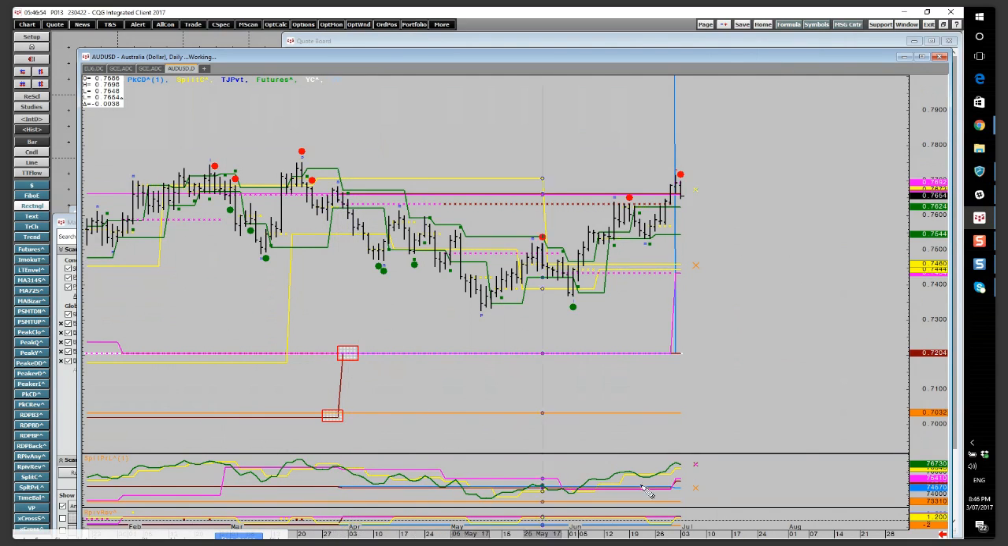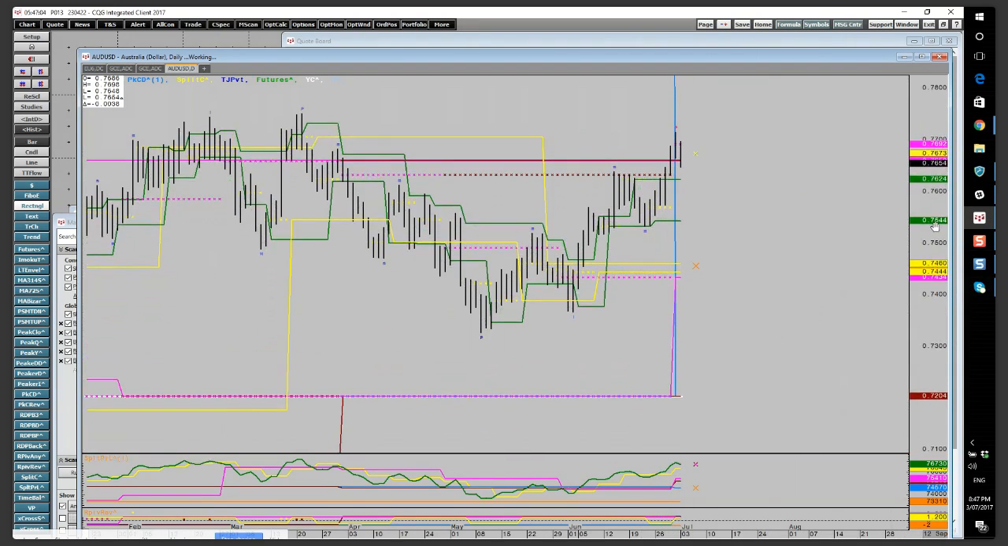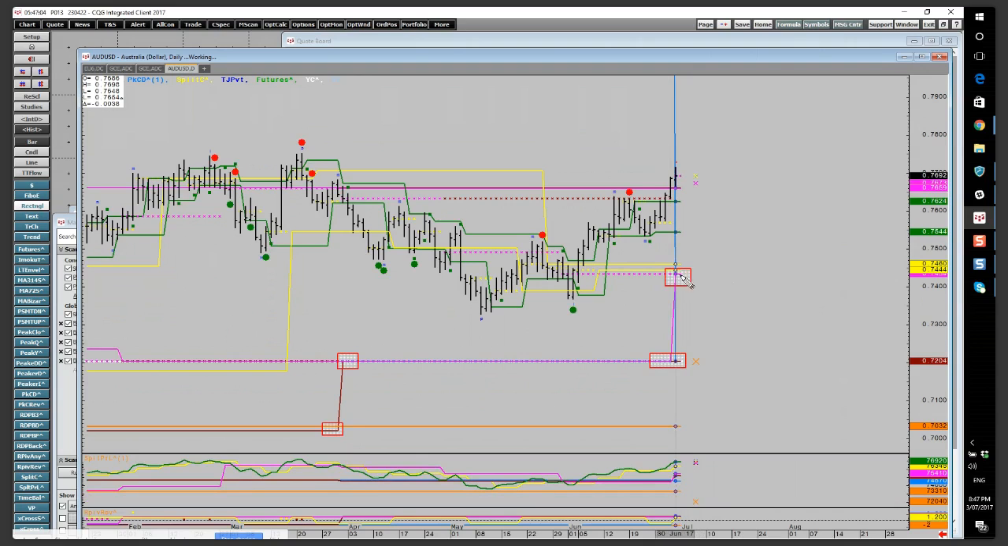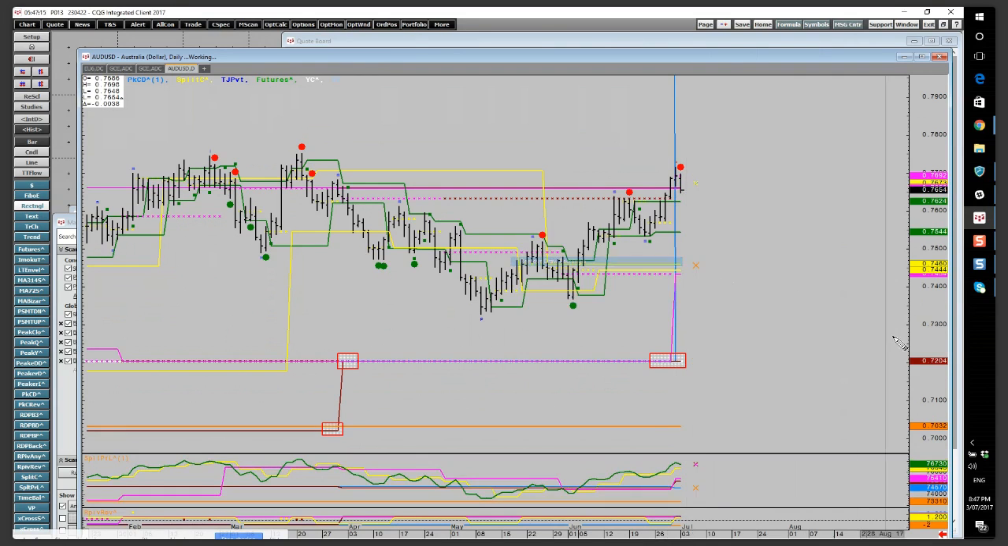I've got quarterly rising support there. I've got monthly rising support here. We've got a very, very, very powerful zone between 0.746 and 0.7464 or 0.7434. You really need to see the Aussie take out this 0.7434 on a monthly basis now.